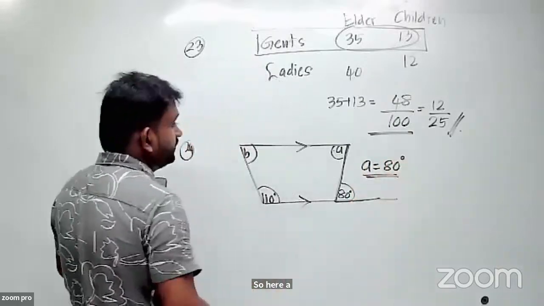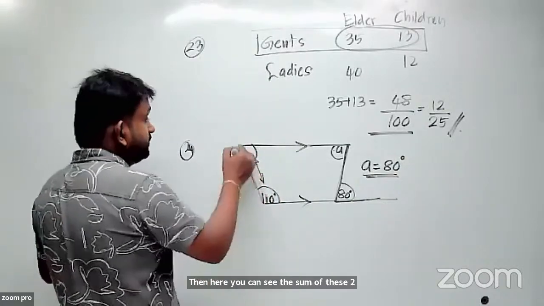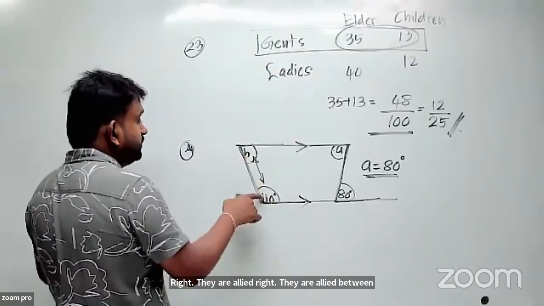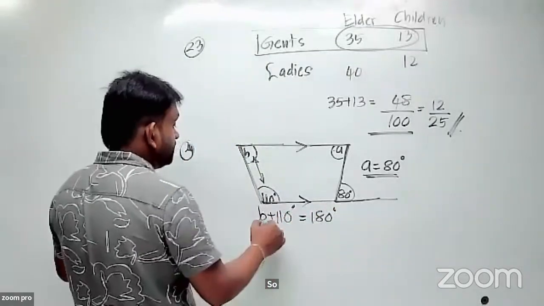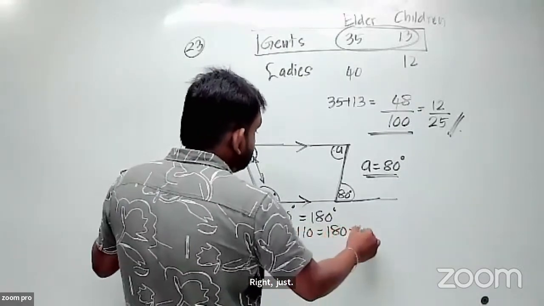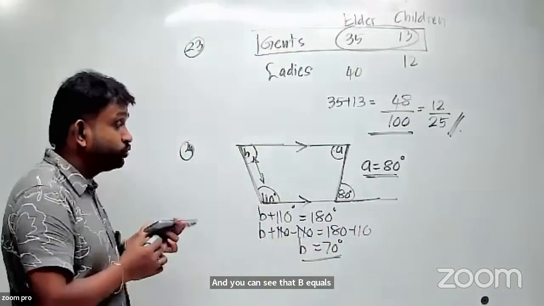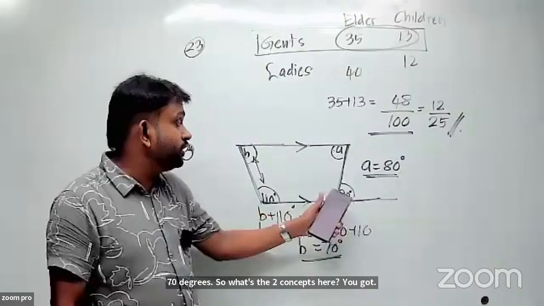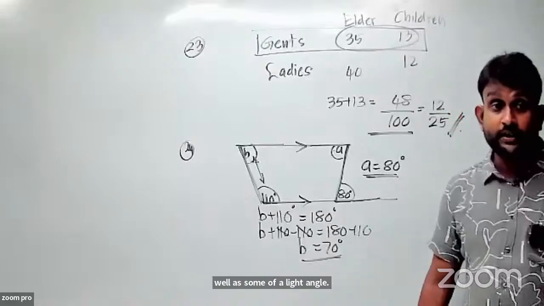They are alternate angles. Then here you can see the sum of these two. They are allied angles, between the same parallel lines and on the same side of the transversal. So B plus 110 equals 180. Just subtract 110 from both sides, and you can see that B equals 70 degrees. So what are the two concepts here? When lines are parallel, alternate angles are equal, and the sum of allied angles equals 180. Correct it.